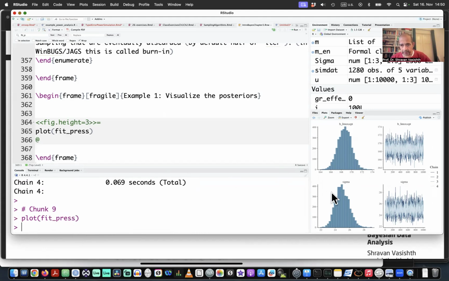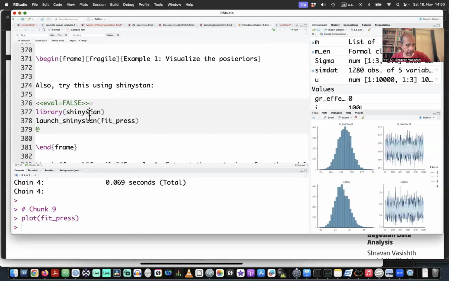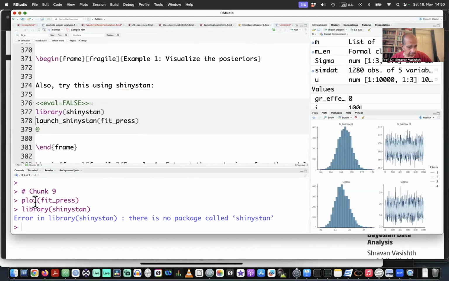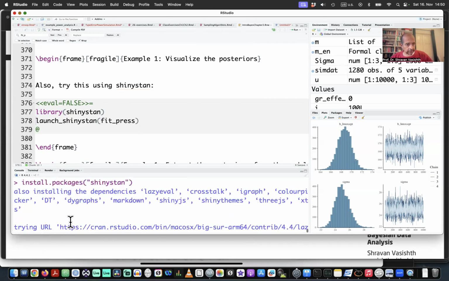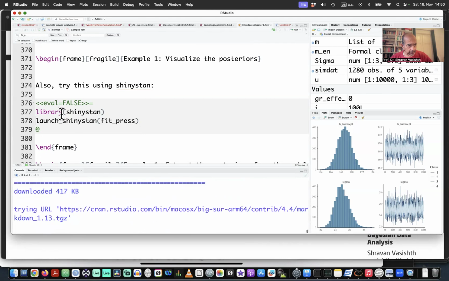So here are the posteriors again. You can see them, right? This is what I just showed you in my slides. And so I'm going to launch ShinyStan and see what happens. Maybe I don't even have ShinyStan. Yeah, I don't have it. Sorry. Let me just install it. Right. So this should install ShinyStan, hopefully.